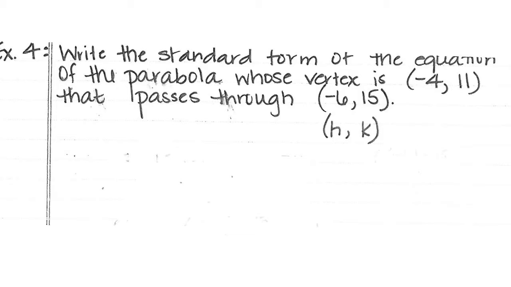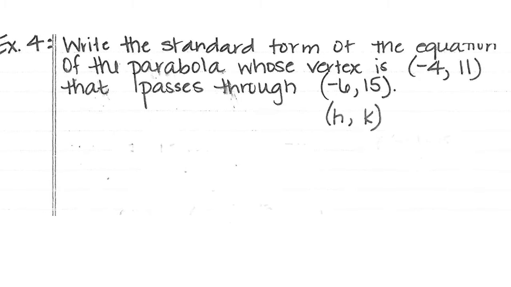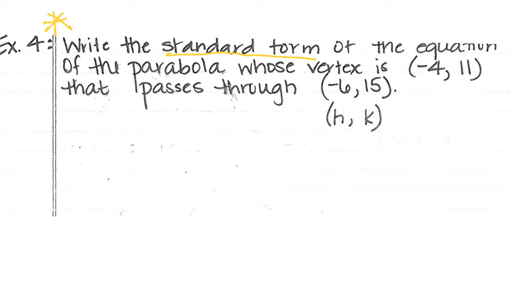All right, the second half of lesson 2.1. This is probably the question that you really need to star, circle, highlight, because this is the one that sometimes you will forget. It says write the standard form of the equation of the parabola whose vertex is (-4, 11) that passes through (-6, 15).